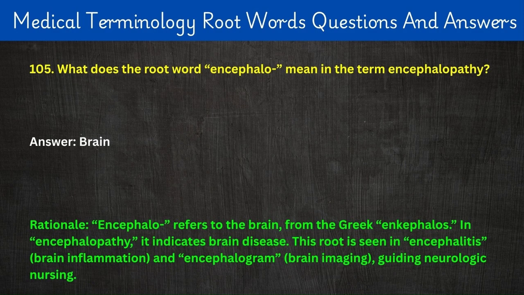105. What does the root word encephalo- mean in the term encephalopathy? Answer: brain. Rationale: encephalo- refers to the brain, from the Greek encephalos. In encephalopathy, it indicates brain disease. This root is seen in encephalitis, brain inflammation, and encephalogram, brain imaging, guiding neurologic nursing.